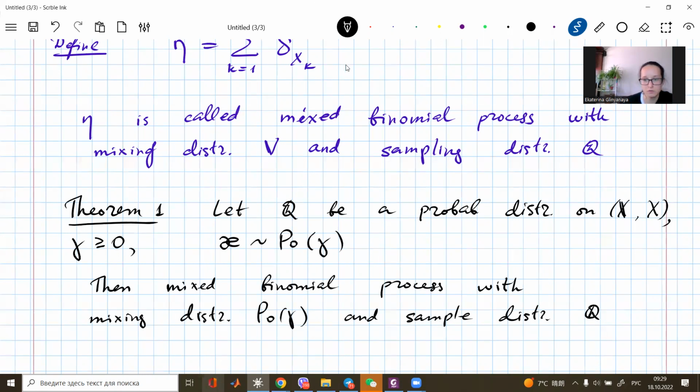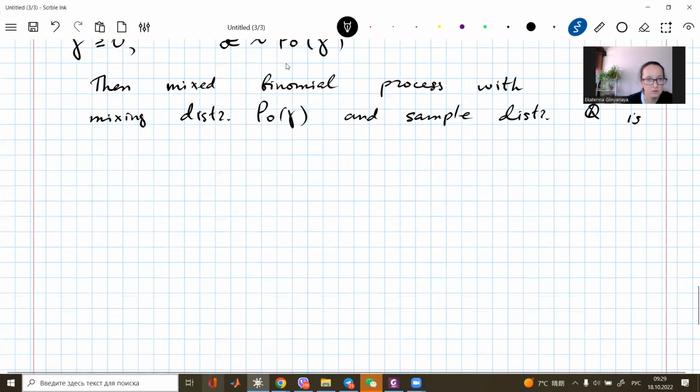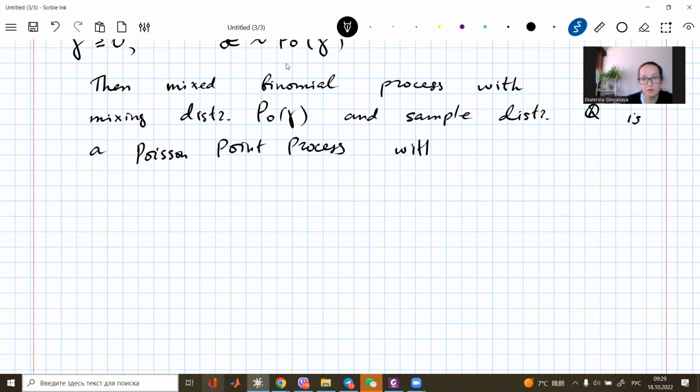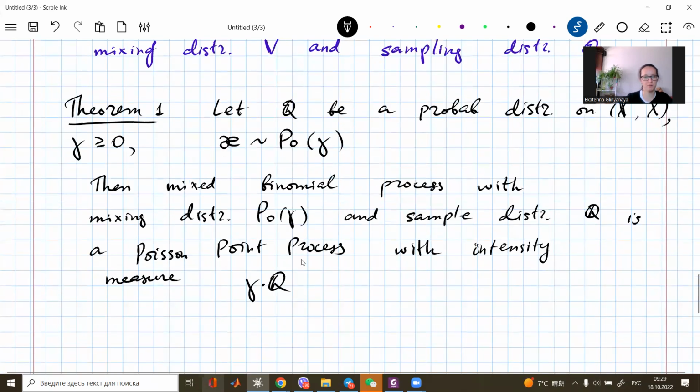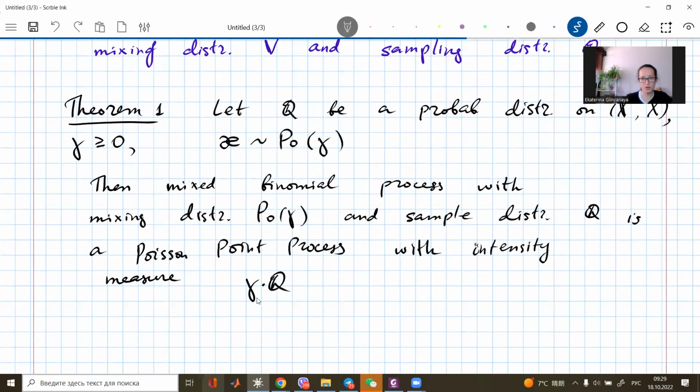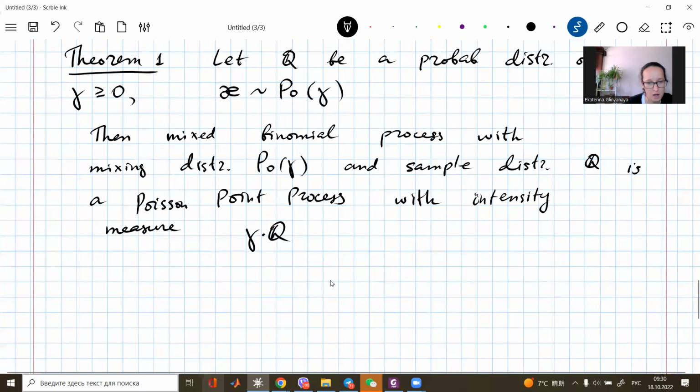Q is a Poisson point process with intensity measure gamma times Q. So here you see what we can construct, but this is just the Poisson process with finite measure, gamma times probability distribution.